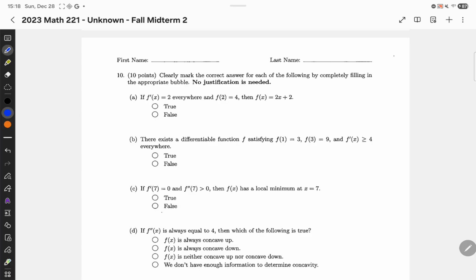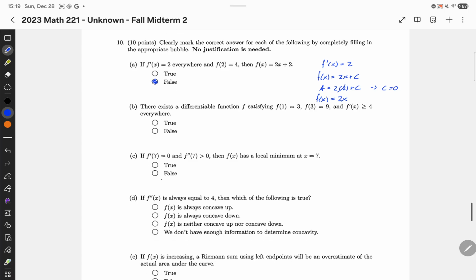So the way we can do this, I think the easiest way, is just integrating this. So we have f prime of x is equal to 2, which tells us that f of x is going to be equal to 2x plus c. And now if we have f of 2 equals 4, well, this tells us that 4 is equal to 2 times 2 plus c, which tells us that c is just equal to 0, right? Because this 4 and this 4 are going to cancel. So in other words, we get that f of x is equal to 2x plus 0, which is definitely not this, so this is going to be false.